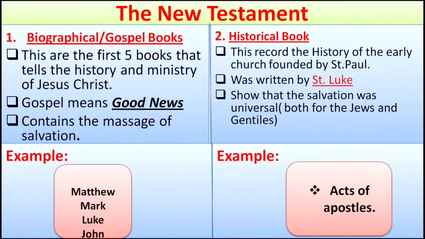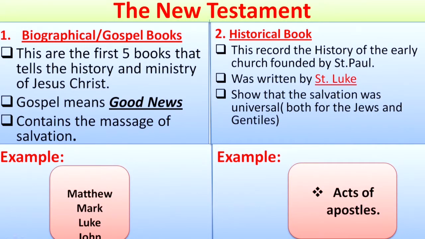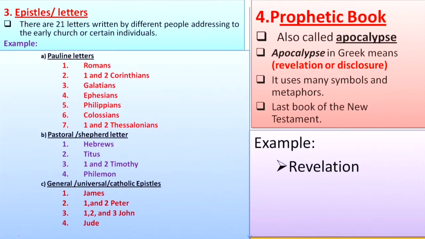It shows that the salvation was universal, because you say universal because the salvation was for both Jews and the Gentiles. Therefore, a good example we have the Acts of Apostles. The Acts of Apostles, as the name suggests, Acts, it contains the history of the early church and also the history of the disciples. The third category in this line, we have the epistles, or rather the letters.